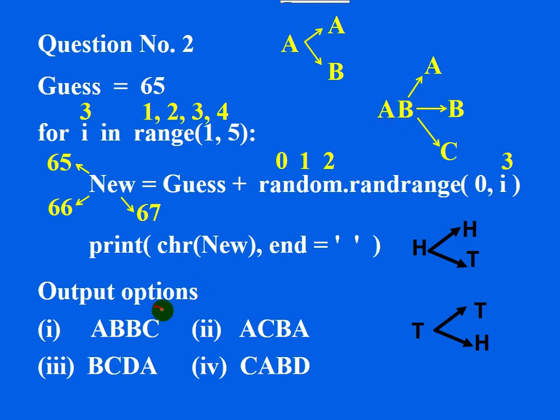When you examine the output options, you can see that there isn't an option starting with ABA or ABC. So you can cancel these two and you need to continue with ABB. Let me conclude. Out of these four options, the correct answer is option number 1.